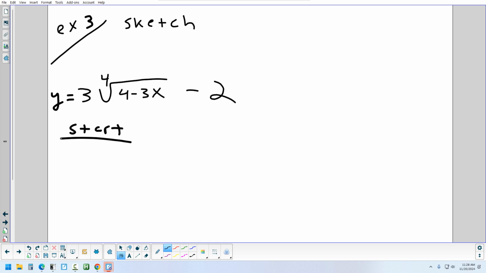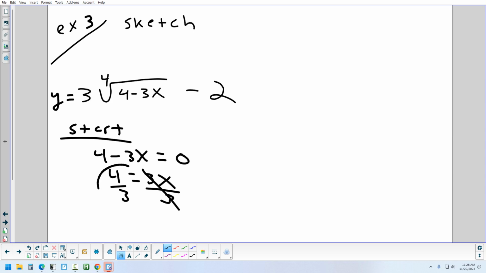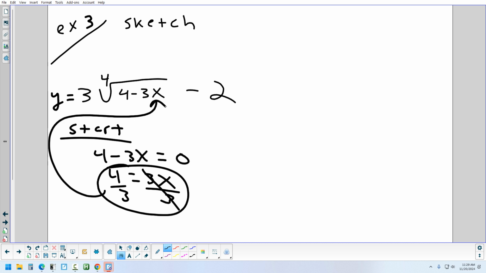How am I going to figure out my starting point? Set the radicand equal to 0. All right. And my last step? Divide by 3. And there's the x value, 1 1/3, 4/3. Now, we got the x value. We still need to find the y value. So what do you do with the 4/3? Substitute it back in. What's 4 divided by 3 times 3? 4. 4 take away 4? 0. So it better be, because that's what we just did.